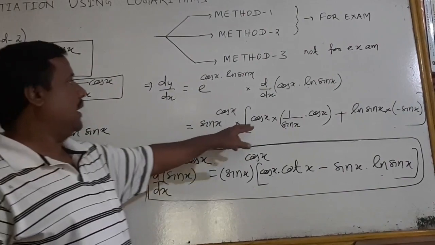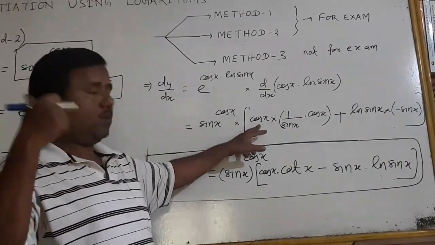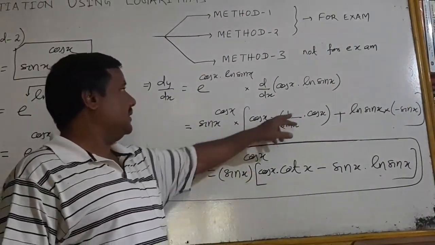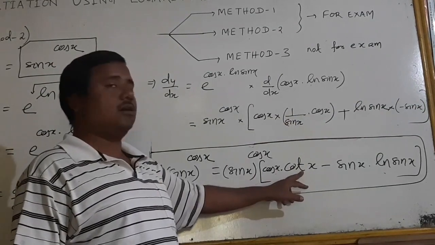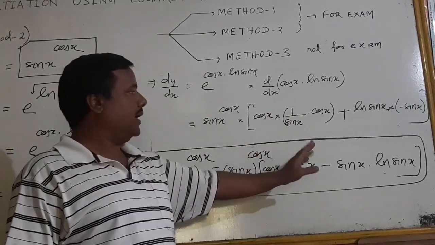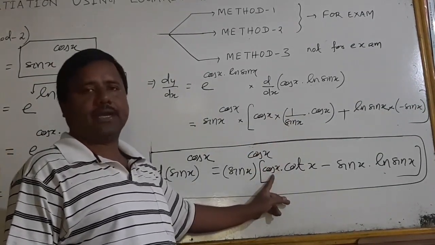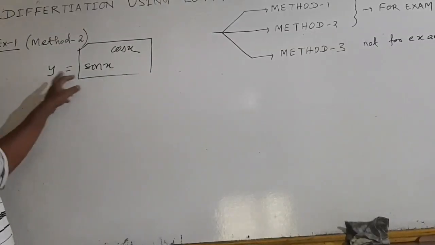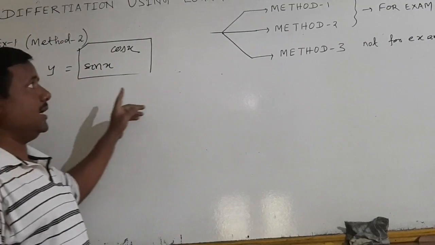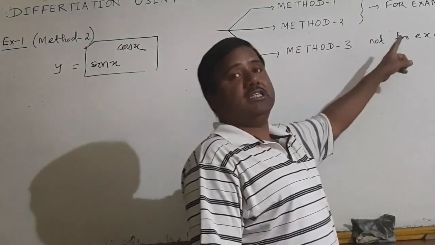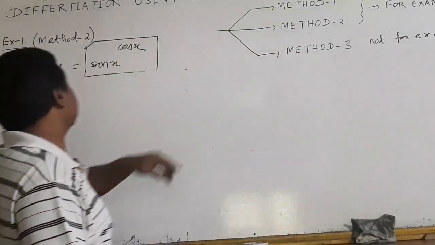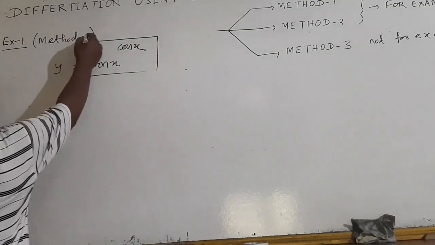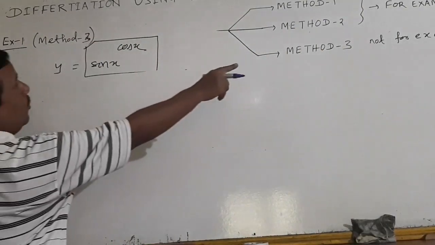Now I have forgotten in that method 1, this cos x into cos x by sin x. It is cot x. Everything is okay except this I have forgotten to write. I am telling now method 3, but strictly I am telling you should not do this problem for exam. It is method 3. You should not do for exam.